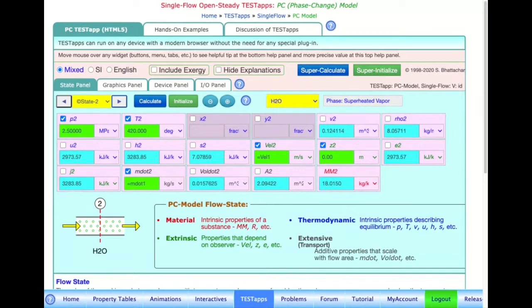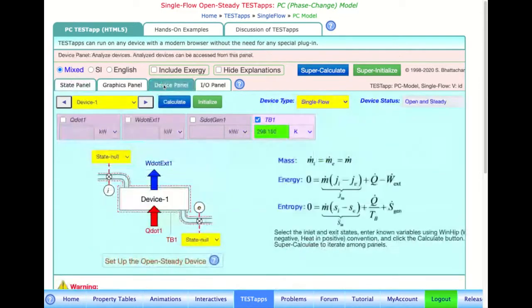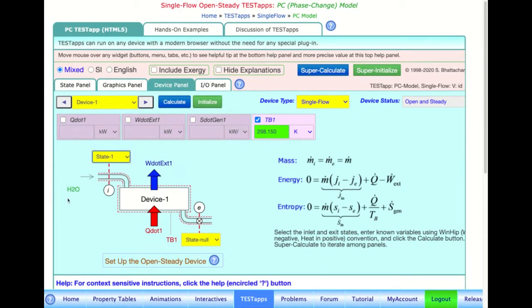Okay, so we now have to determine how much work was actually done. We have state 1, we have state 2. And so after determining these two states, we then can go directly to the device panel. And the device panel, you can see here, we have an inlet and we have an outlet. And for the inlet, we can say that that's coming in as state 1, and the outlet is coming out at state 2. Now, what do we know about the process?